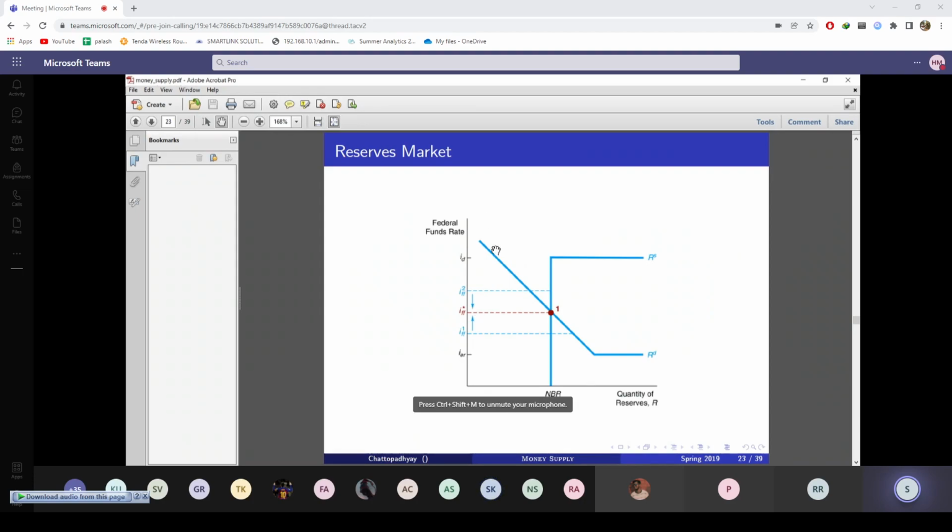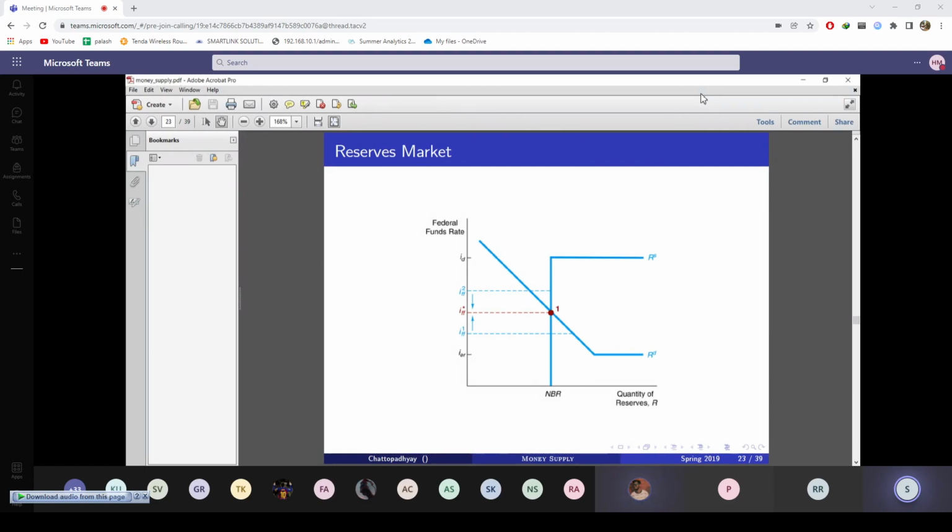So this is my reserves demand curve, negatively sloped when the nominal interest rate is above IER, and when the nominal interest rate is at IER, you simply hold an infinite amount of reserves. IER is the floor of the nominal interest rate. Clear? Understood? Yes, sir. Very good.